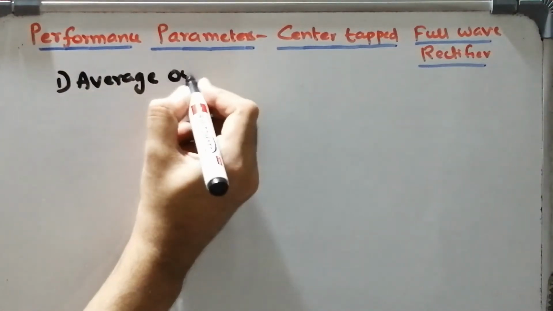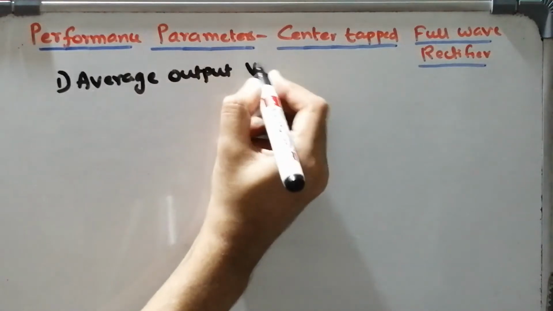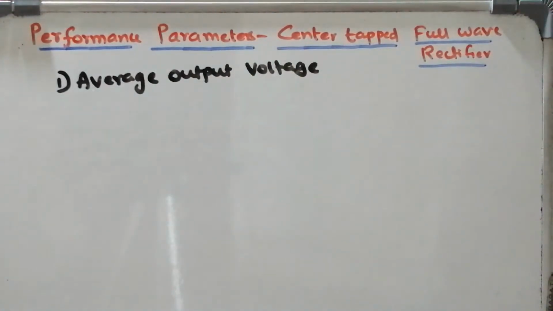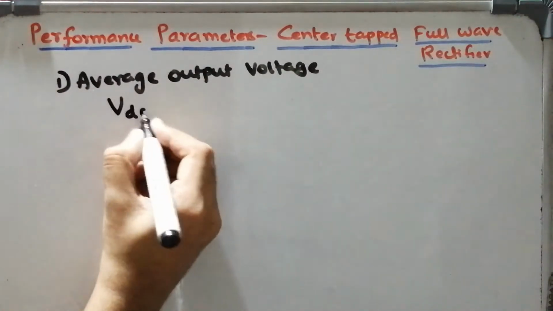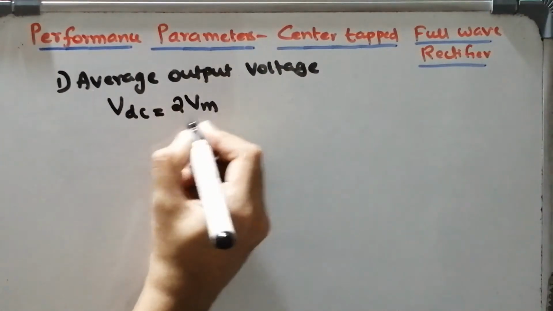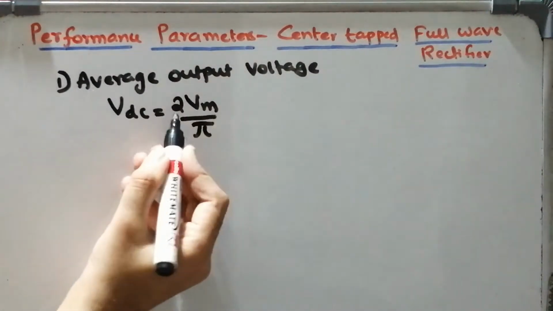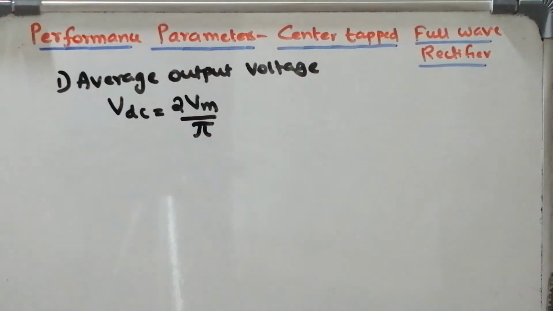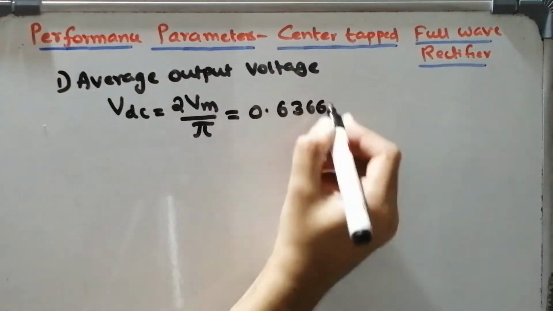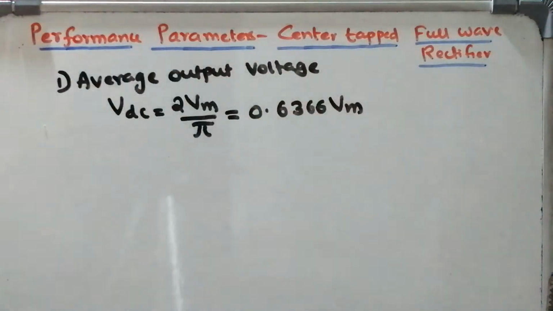The average output voltage of a center tapped rectifier is given by the equation VDC = 2 Vm by pi. We already derived this. You can calculate 2 by pi and you will get the value 0.6366. So VDC is 0.6366 Vm. This is the average output voltage of the center tapped full wave rectifier.